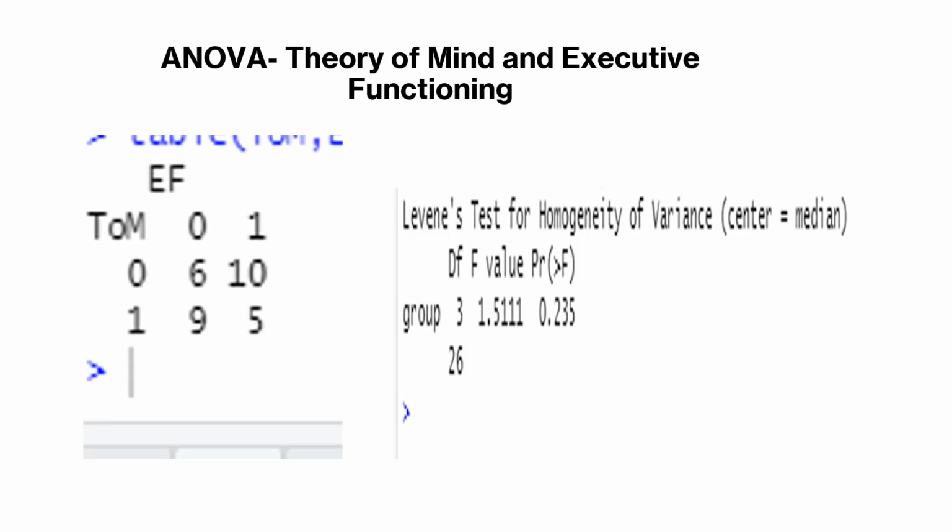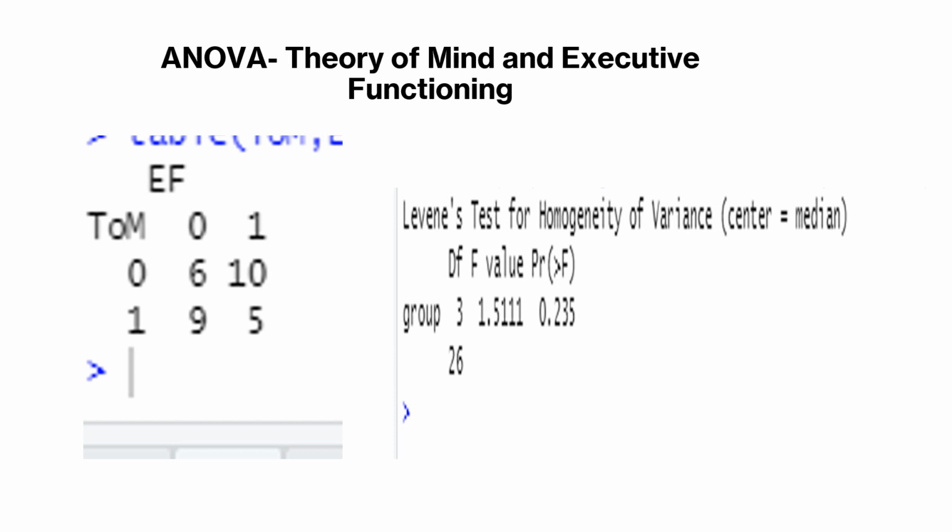So now we're moving into ANOVA, and what we were testing is theory of mind and executive functioning on camouflaging. Our hypothesis looks at: does theory of mind have an effect on camouflaging, and does executive functioning have an effect on camouflaging? We also want to look at the interaction of theory of mind and executive functioning on camouflaging.